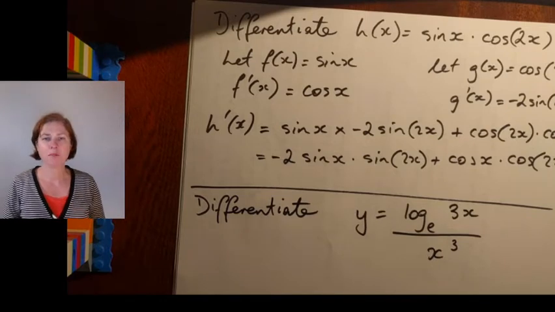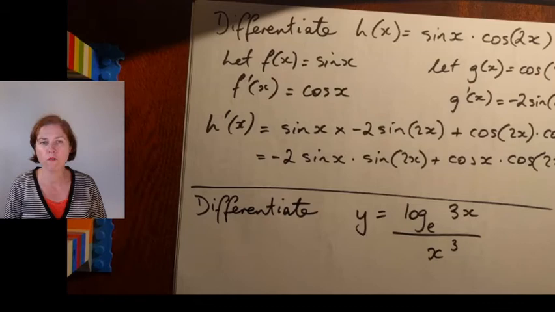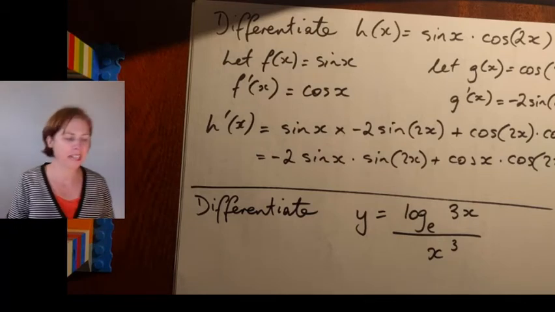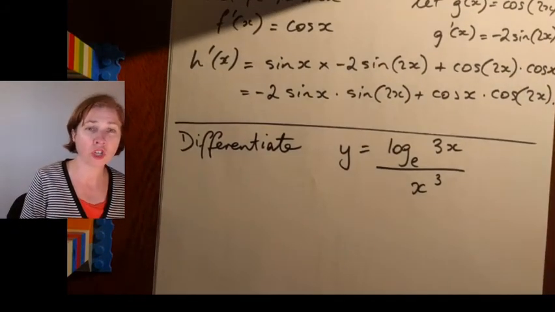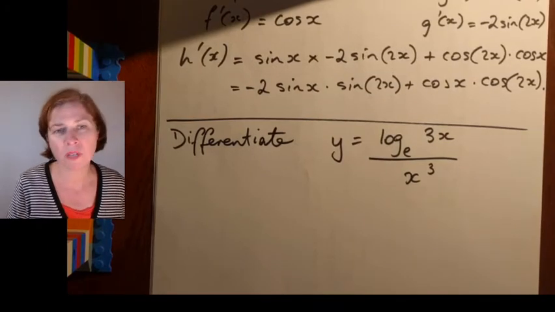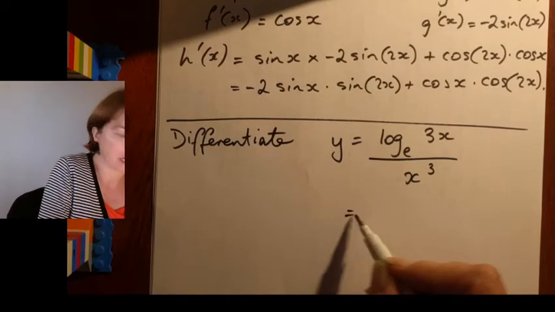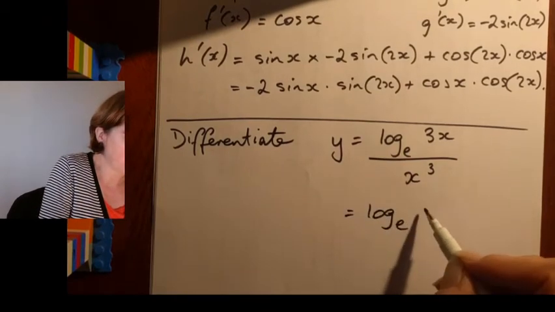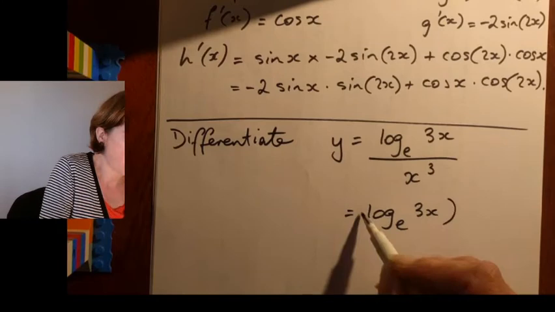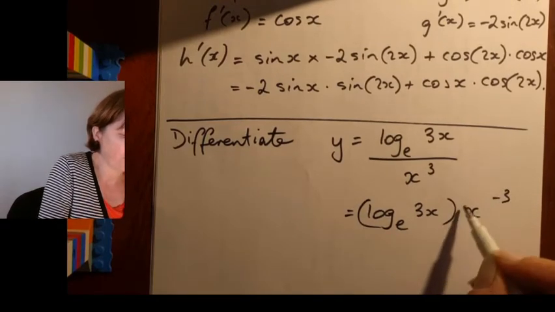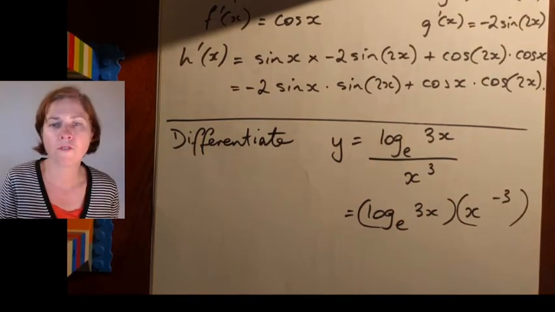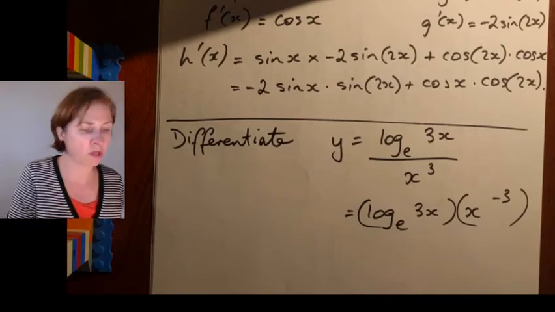My last example is differentiate y equals log base e of 3x over x cubed. Now this doesn't look like a product. It looks like a quotient because I'm dividing by x cubed. But in order to use the product rule, which is when we see the quotient rule, you'll see it's more complicated. The product rule is always a little bit simpler. So I'm going to rewrite this as log base e of 3x times x to the power of negative 3. So now I've got two functions multiplied together. I can use the product rule.